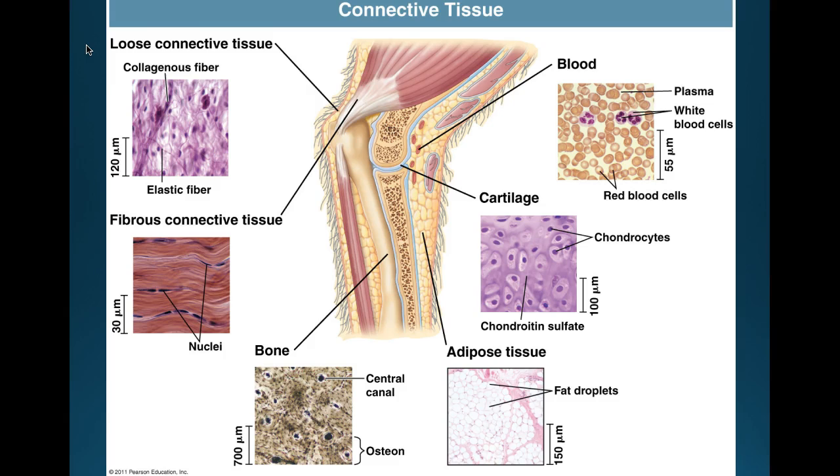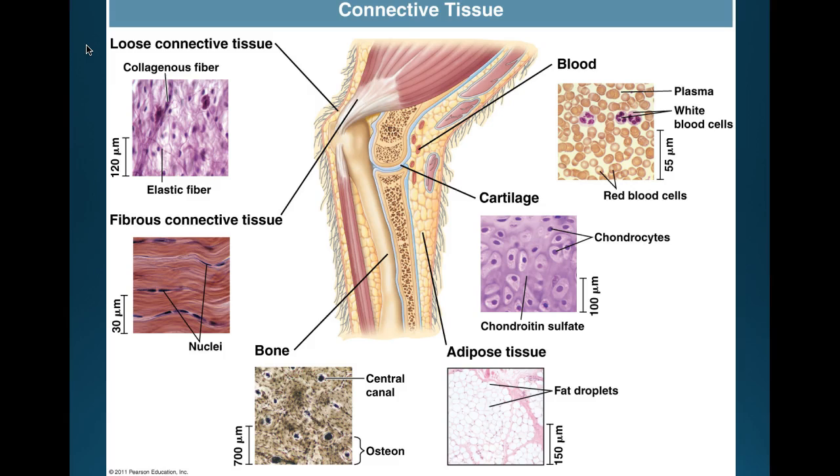And collagen is something that I should have mentioned before. Collagen is one of the main proteins produced by a cell in connective tissue. The cell is called a fibroblast. So again, just to backtrack, a fibroblast is a type of cell that's located in connective tissue and produces collagen, which we're going to see, even though I didn't mention it, in all of these examples.